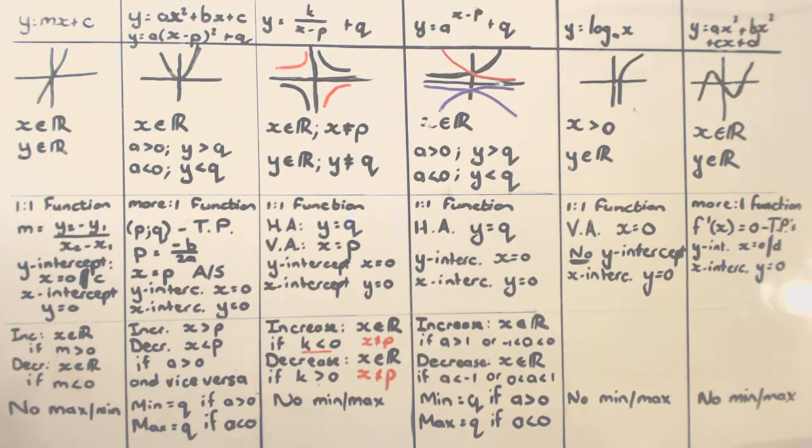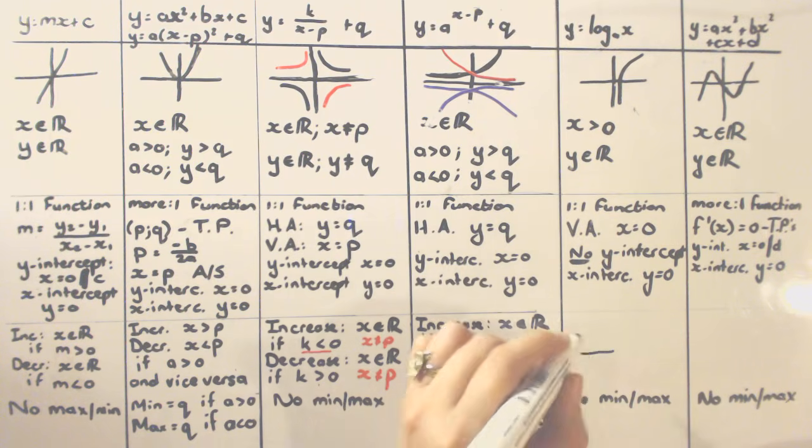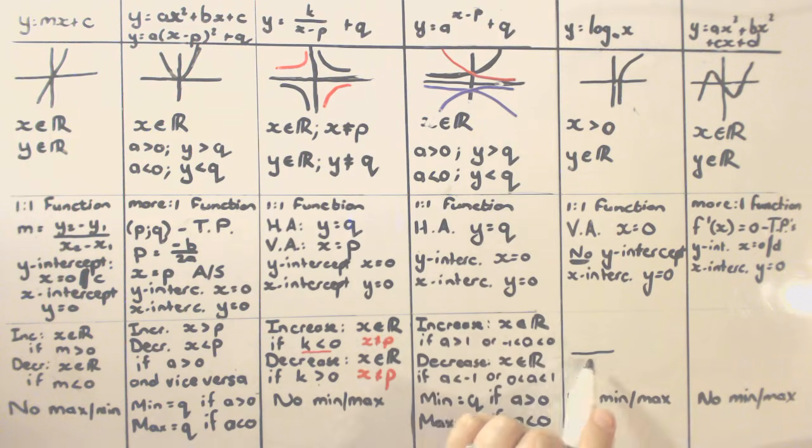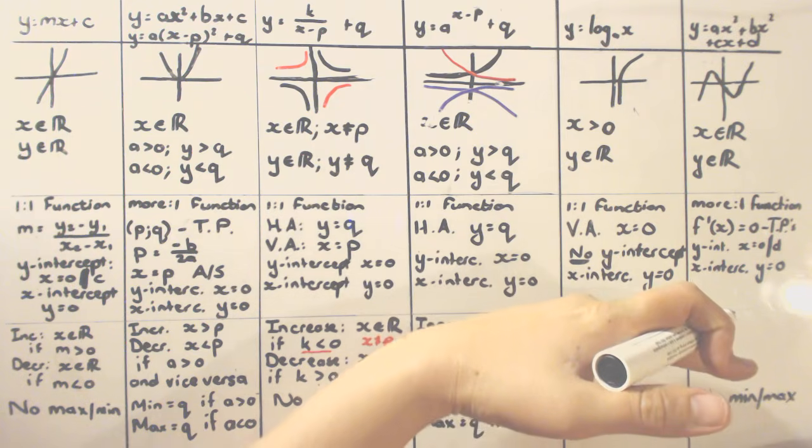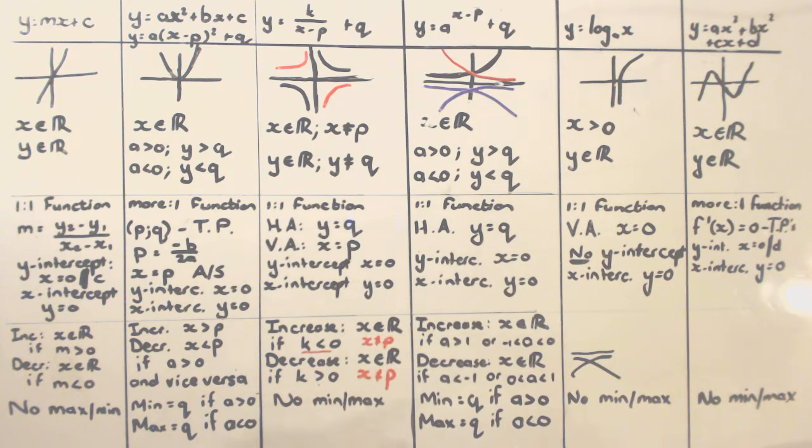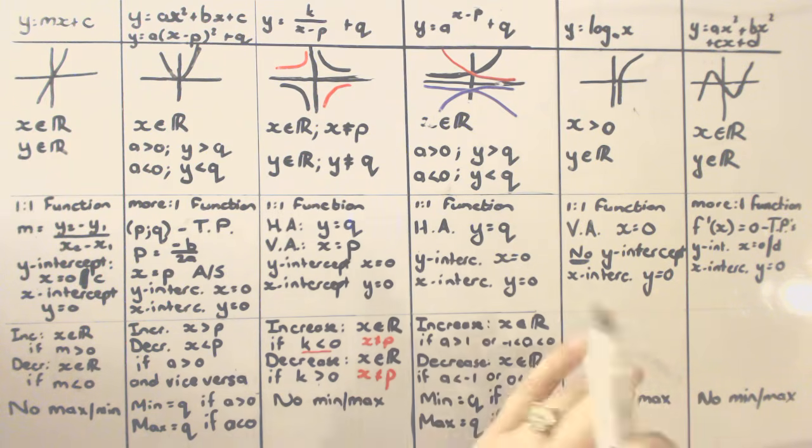So, yet again, if I have a positive a value, the graph will lie above my horizontal asymptote, and my horizontal asymptote will be the minimum, which is the value of q, right? And if I have a negative a value, the graph will lie below the asymptote, and then I will have a maximum value there, which is the value of the horizontal asymptote, which is q. Okay, so that is the maximum and minimum. The other functions don't have maximums and minimums.